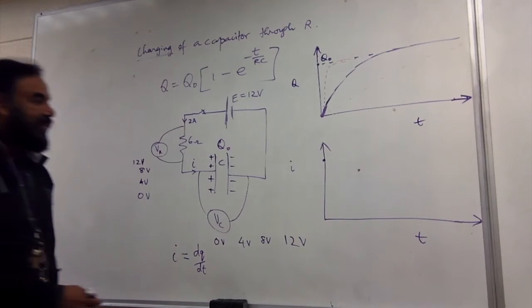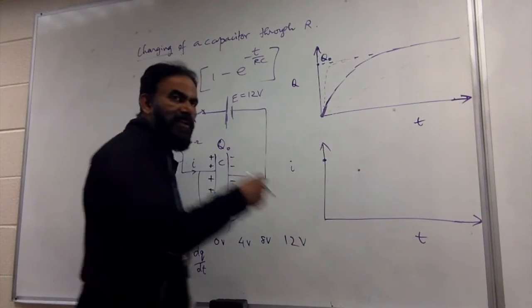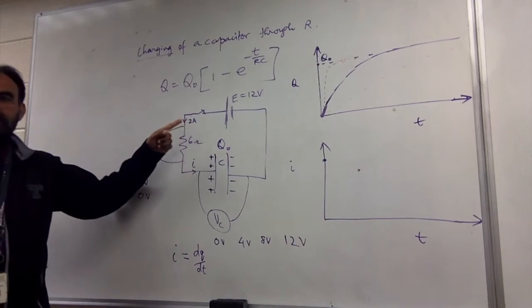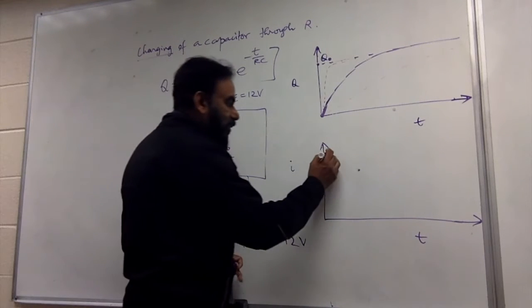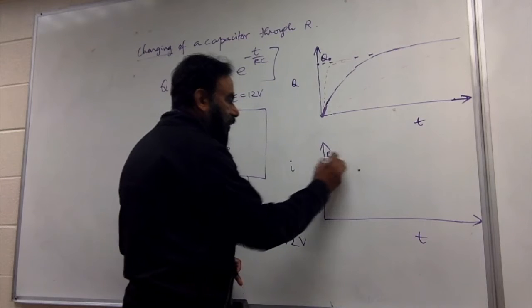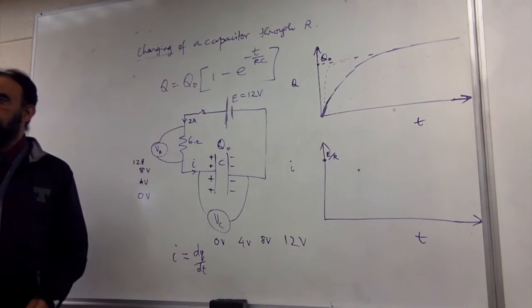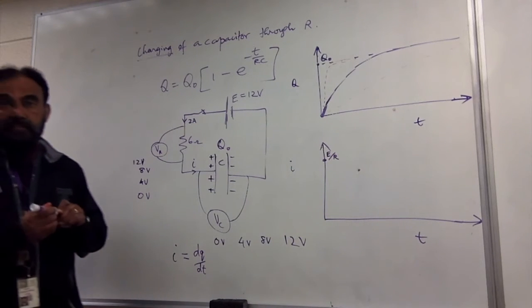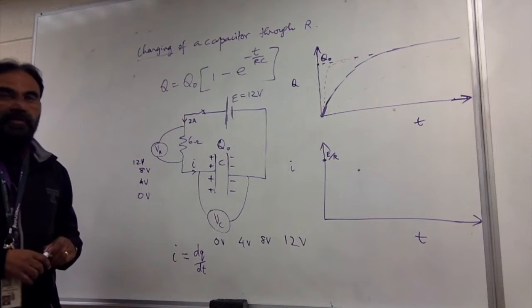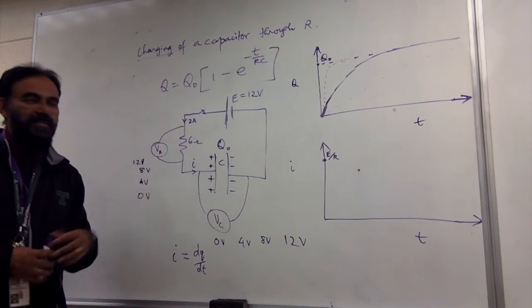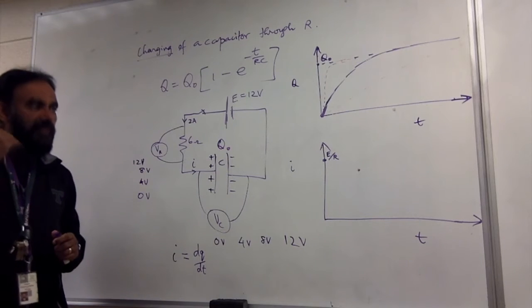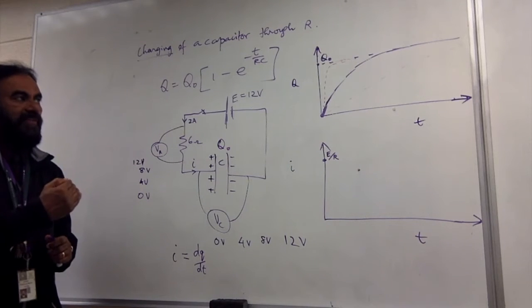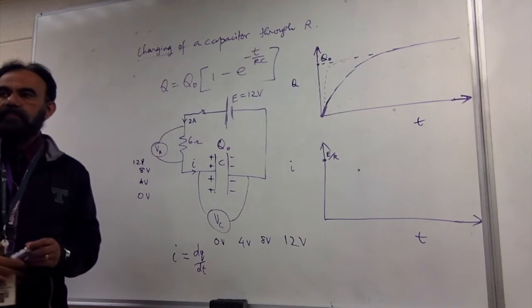And what is that current equal to? How much is that highest current possible? E divided by R. So this is E divided by R. That's the highest current. Highest charging current is E divided by R. In this case, it is 12 divided by 6, which is 2 amperes. The highest current that you can have in a charging circuit is E over R.